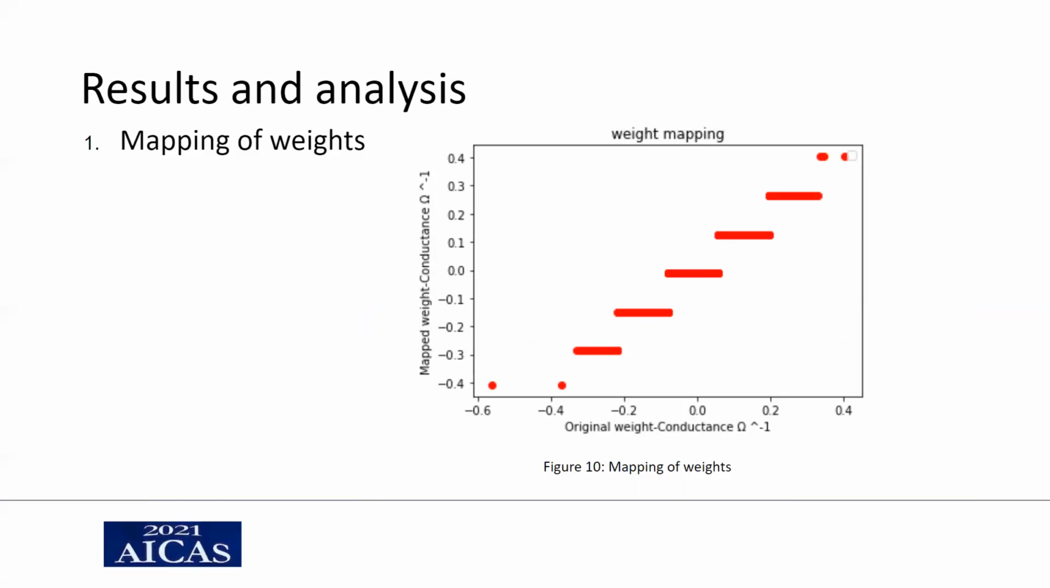Hence, we can see what happens to neural network performance with respect to the aging problem. This is the mapping of layer weights. As you can see, weights in between these two layers are mapped into either the lower or the upper conductance level. As the number of levels increases, you can see more weights are mapped correctly.